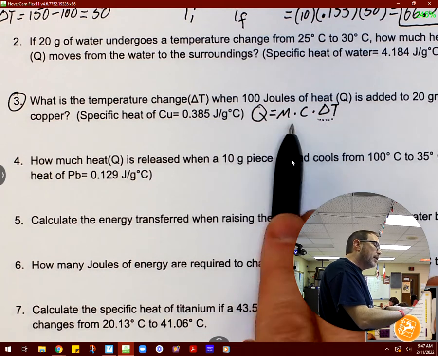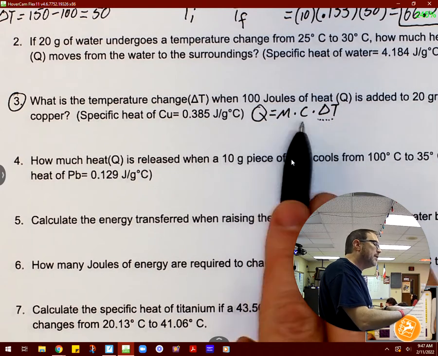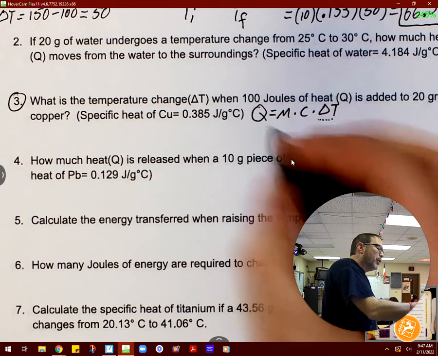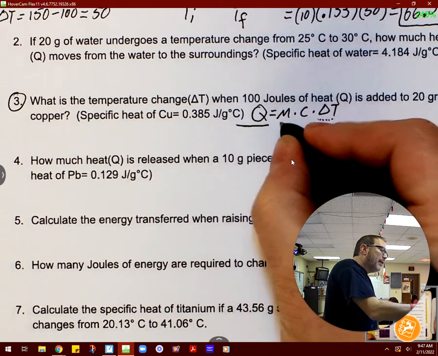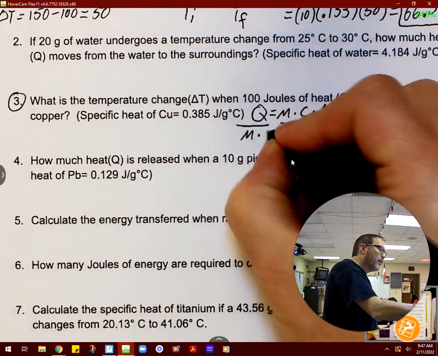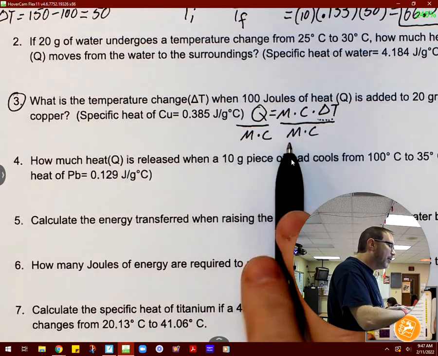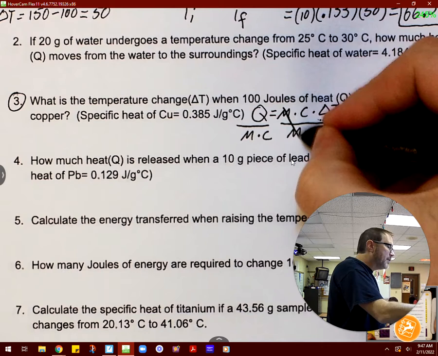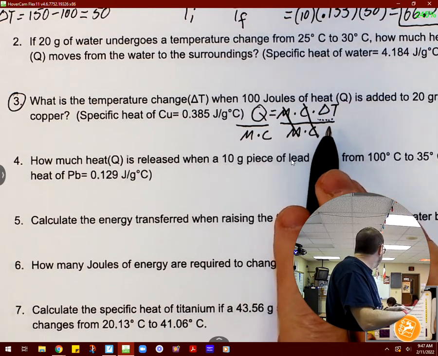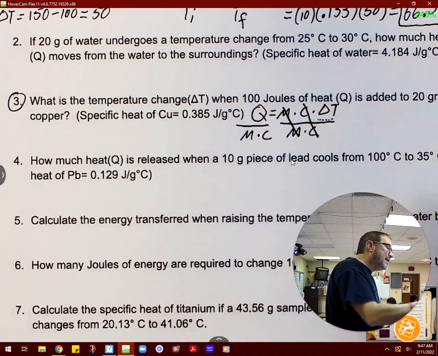What's being done over on this side? Multiplication. So it's being multiplied by these two, so how can I get rid of them? Divide. And since it's algebra, I'm going to divide both sides of my equation by M and C. On the right-hand side of the equation, M divided by M cancels out. C divided by C cancels out, and I'm left with delta T, right? So now all I have to do is do Q divided by M and C.